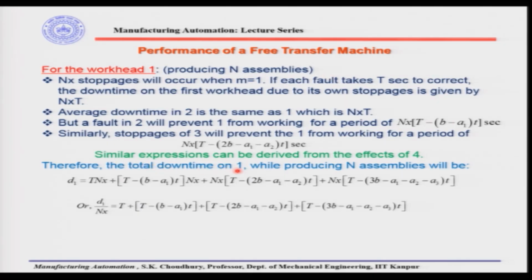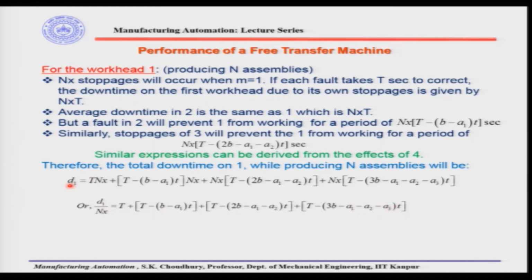Therefore, the total downtime on 1 while producing n assemblies will be 4 parameters, that is the nxt, which is the effect of the defective part going into machine 1; this is the effect of stopping machine number 2 on machine 1; this is the effect of stopping machine number 3 on machine number 1; and this is the effect of stopping machine number 4 on machine 1. Similarly, from here we can find that d1 by nx is equal to this expression, that we are simplifying.